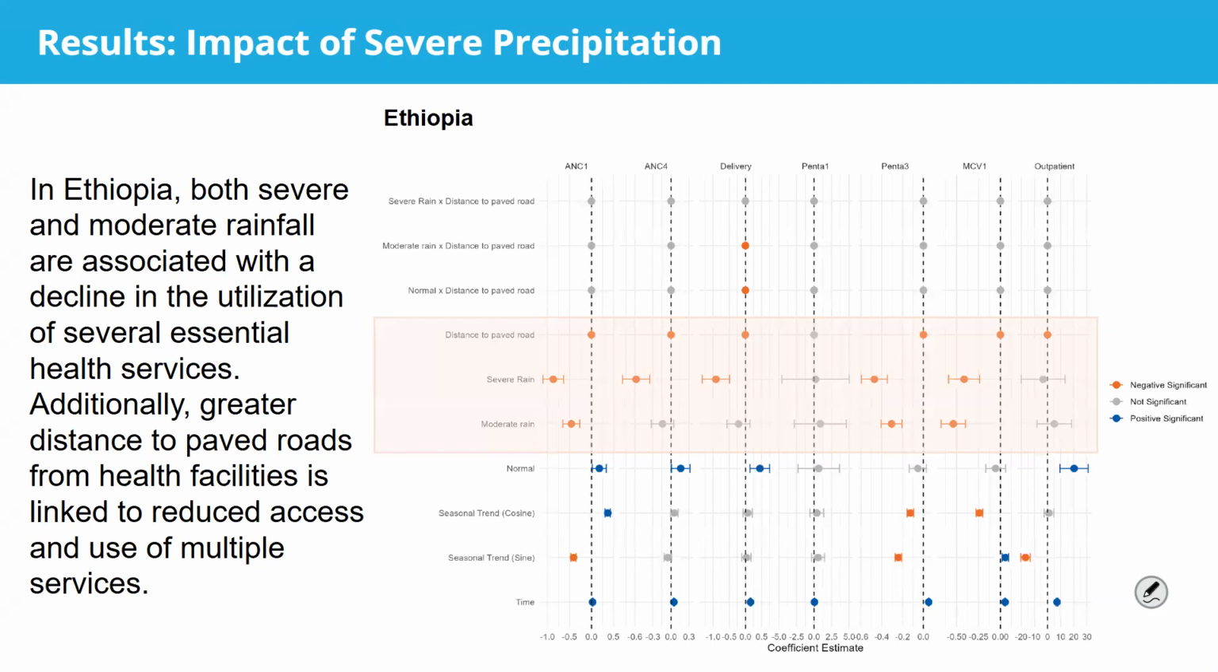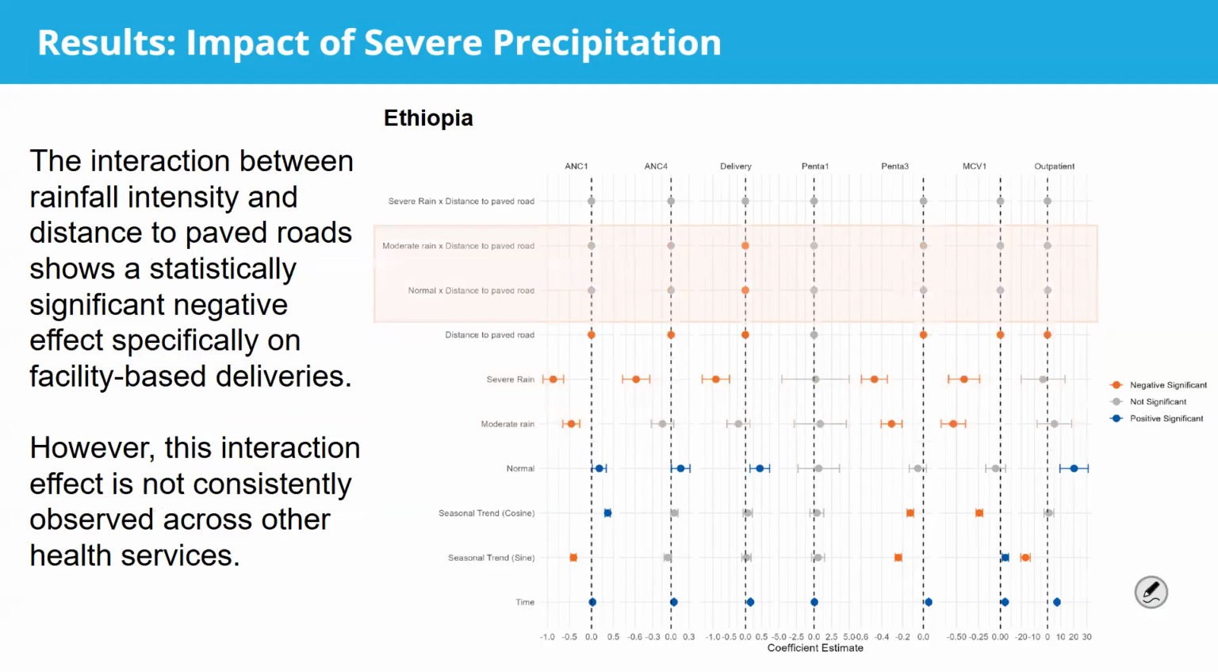And particularly, I'm showing the result on the impact of the severe rainfall, because I didn't find any significant impact of the temperature. So in Ethiopia, both severe and moderate rainfall are associated with decline in the essential health service utilization. And additionally, of course, the greater distance to the paved road from health facility is linked to the decreased utilization of the essential health services. In addition to that, the interaction between the rainfall intensity and distance to paved road shows a statistically significant negative effect, especially for the facility-based deliveries. But this impact is not across the health services.